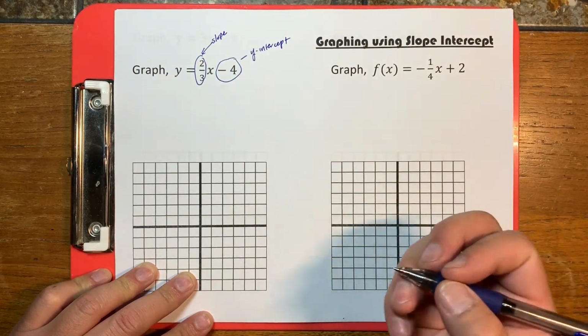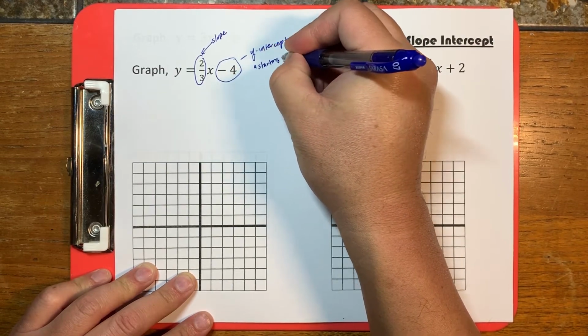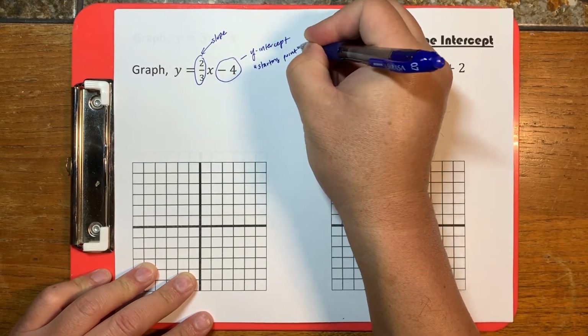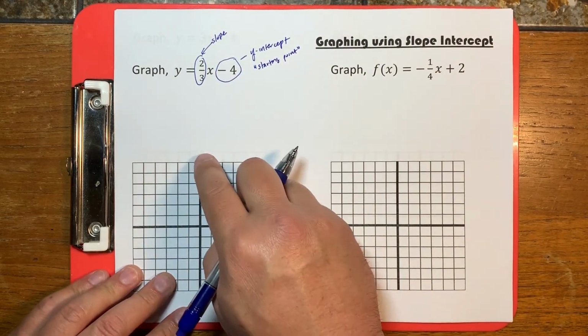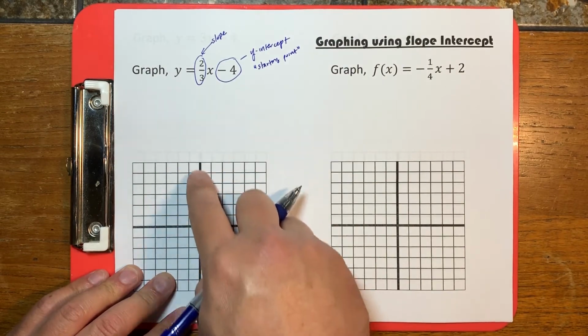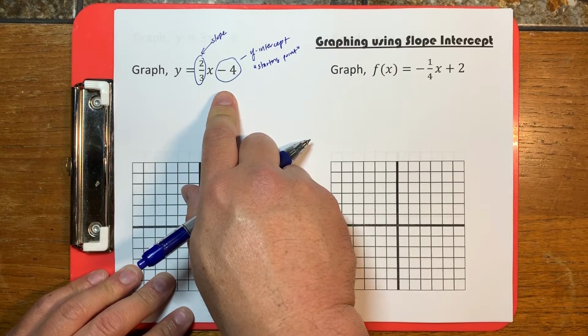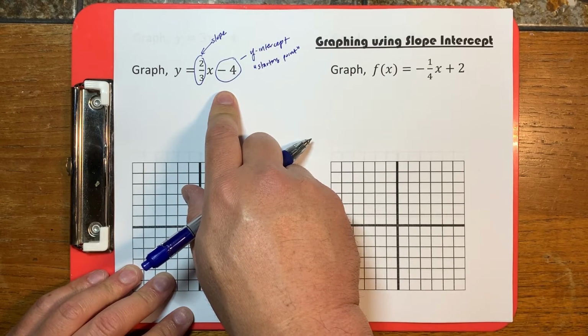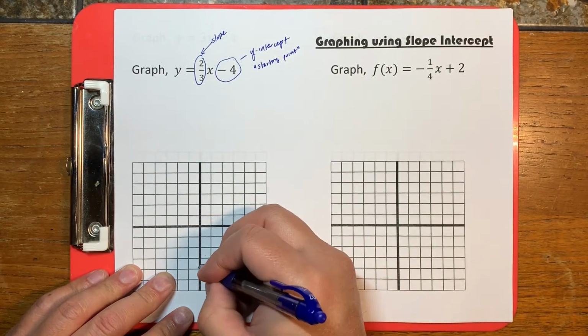Now, the y-intercept is our starting point. I want you to understand that since this is the y-intercept, the starting point for an equation in this form will always be somewhere on the y-axis. So in this case, it's going to be at -4. So what we want to do is count four boxes, 1, 2, 3, 4, and draw a dot.